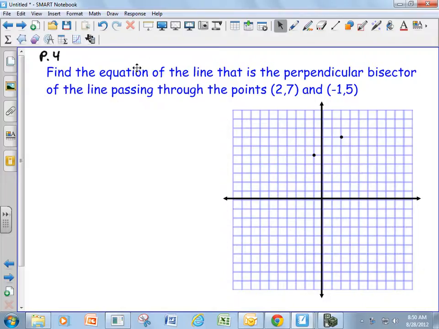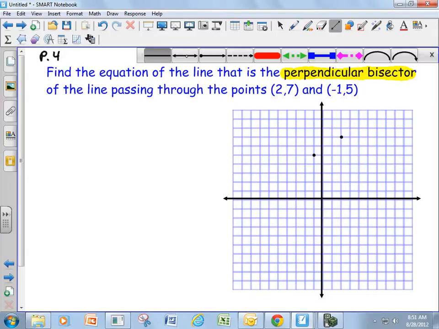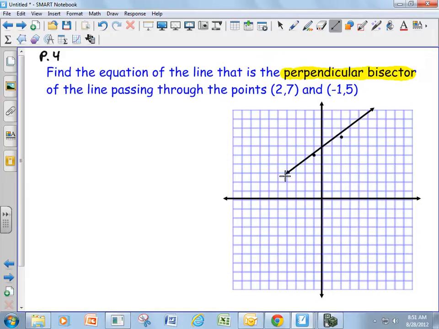So I am asking you to find the equation for the line that is the perpendicular bisector. We're going to talk about that in a minute. We need to know what it means to be a perpendicular bisector, and it's going to be the perpendicular bisector of a line that passes through these two ordered pairs. I've already plotted these two ordered pairs just to give you a visual of what this might look like. So I'm going to put a line through these 2 points.